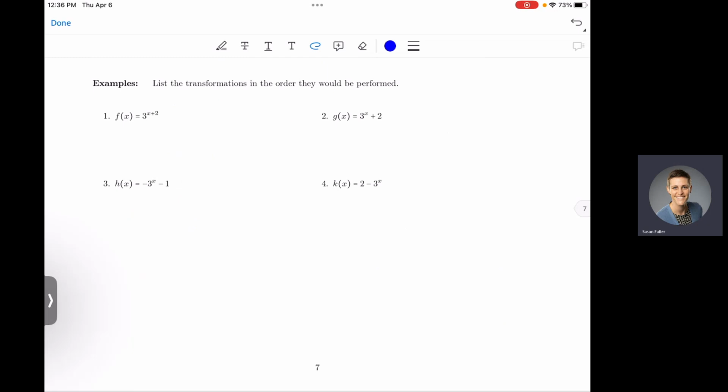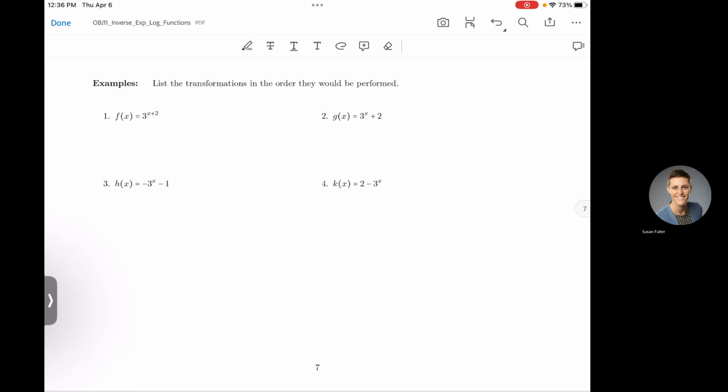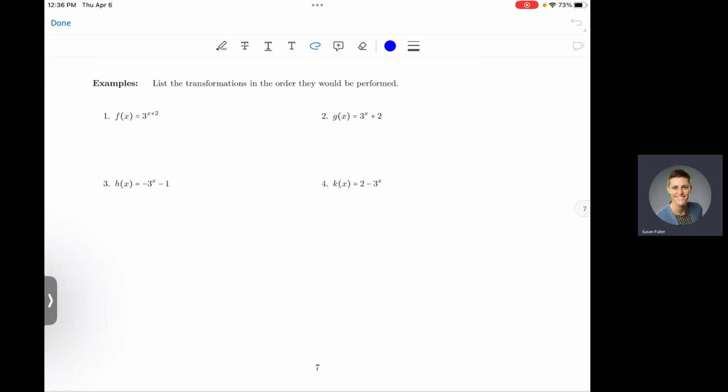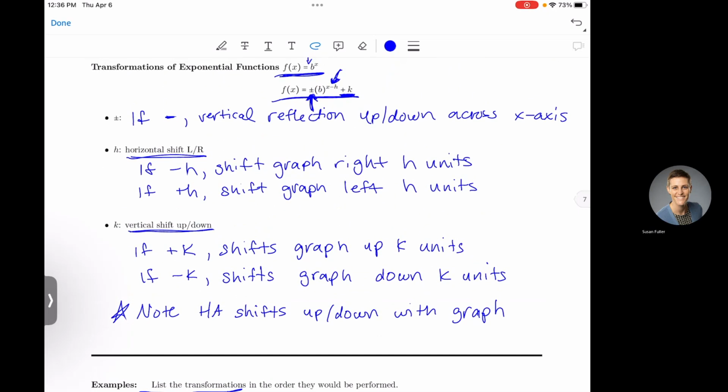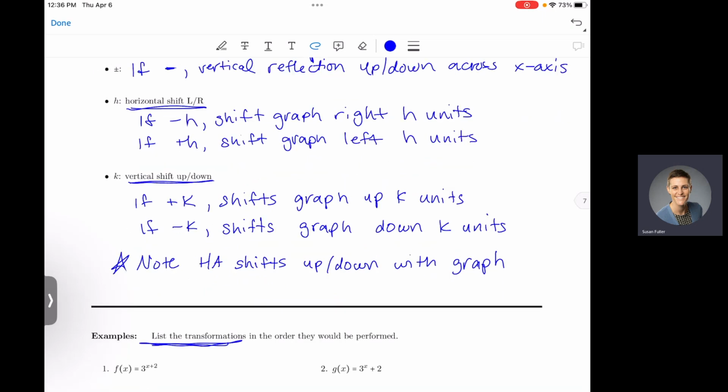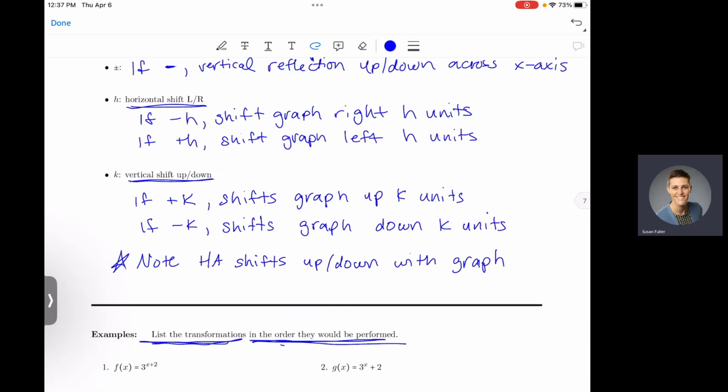Okay, so let's start with this one. This just wants us to list the transformations. Okay, here we go. Sorry, guys. All right, so list the transformations that would need to be performed. Again, this is to transform our base function. And I guess before we do this, because it wants us to list them in the order they would be performed, let's remember what order we need to perform these in.